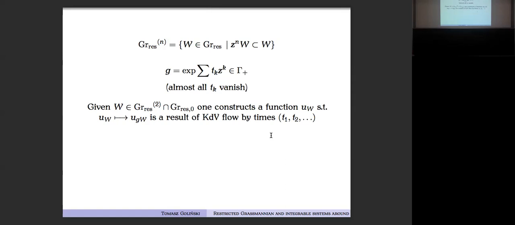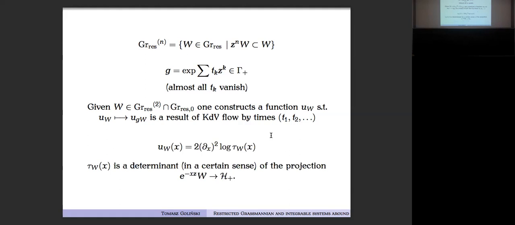The only thing now missing is how to find this function u_W related to an element of the Grassmannian. It's not very straightforward, but there are formulas for how to compute it. You need to define a determinant of an operator in the proper sense. And then one gets something which is known as a tau function, which is related to u_W in this way.